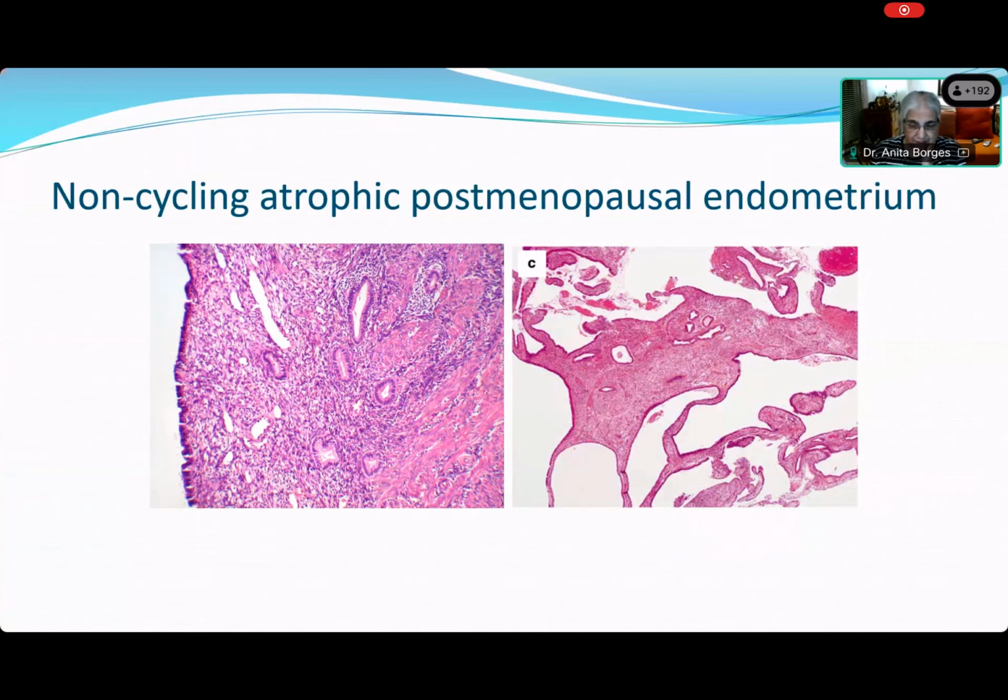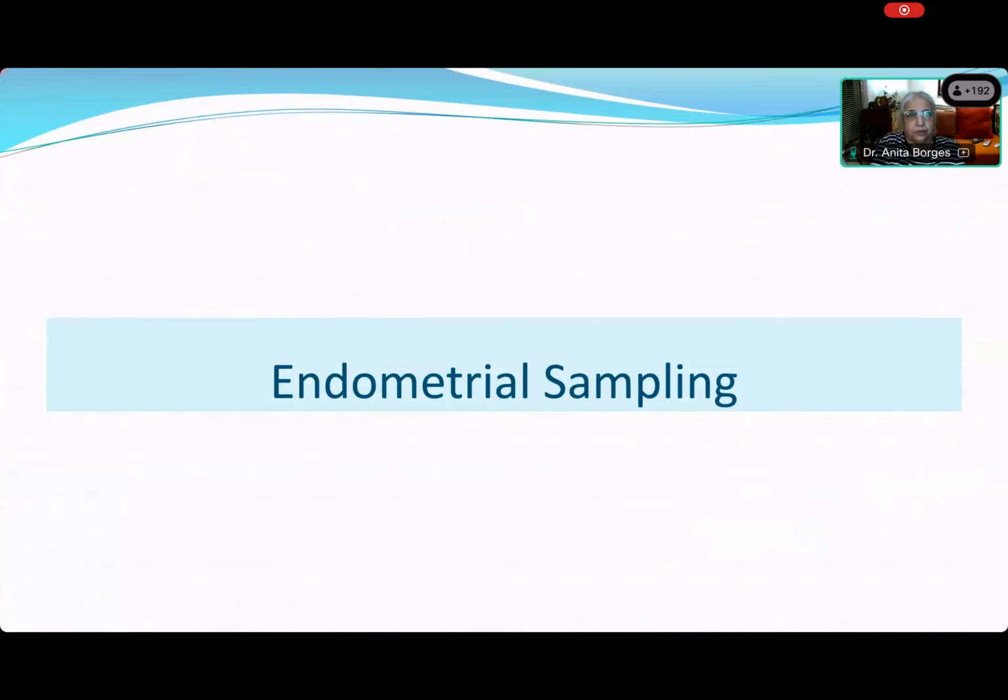The difference is that in cystic atrophy, the endometrial lining epithelium is very, very thin. In cystic hyperplasia, the endometrial lining is plump. If the cells are plump, it is not flattened out. Okay. So now we have to get to endometrial sampling. How do you sample the endometrium?